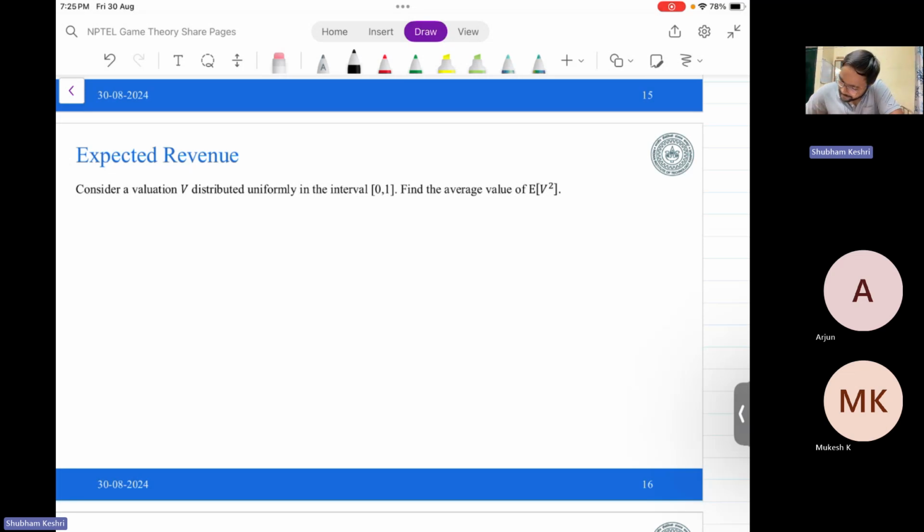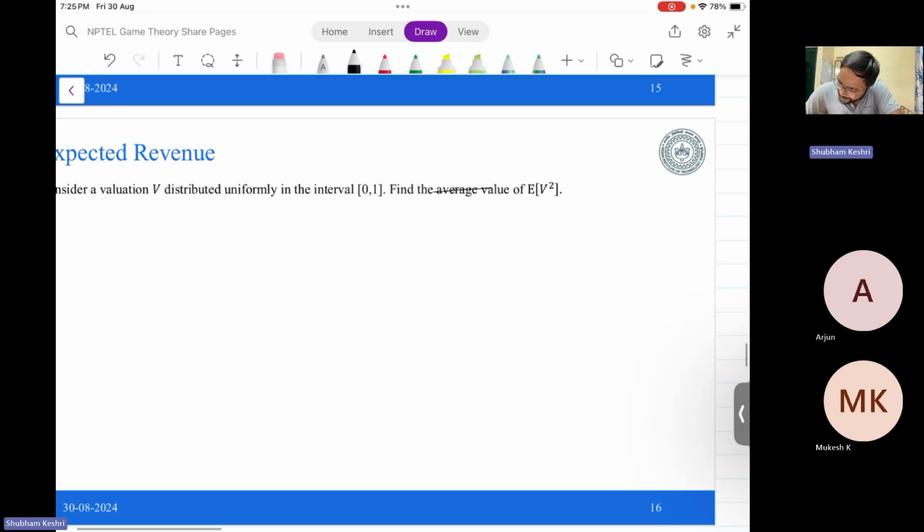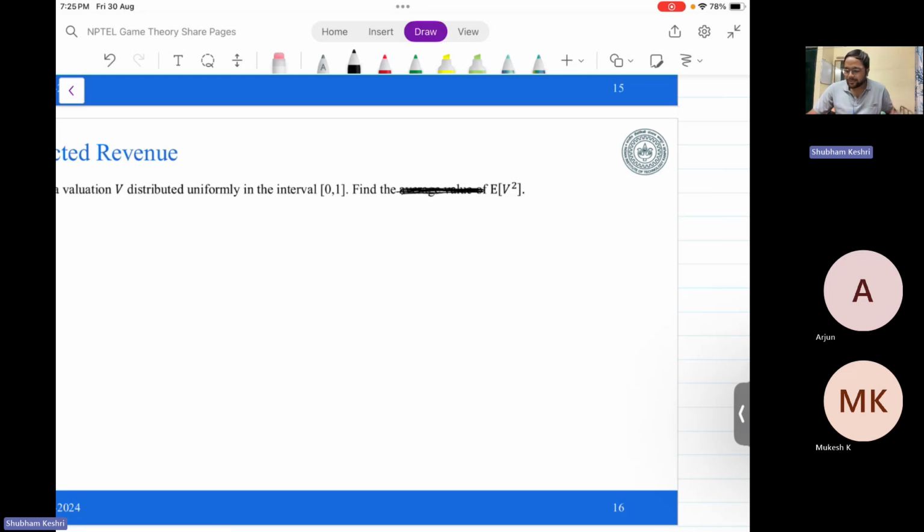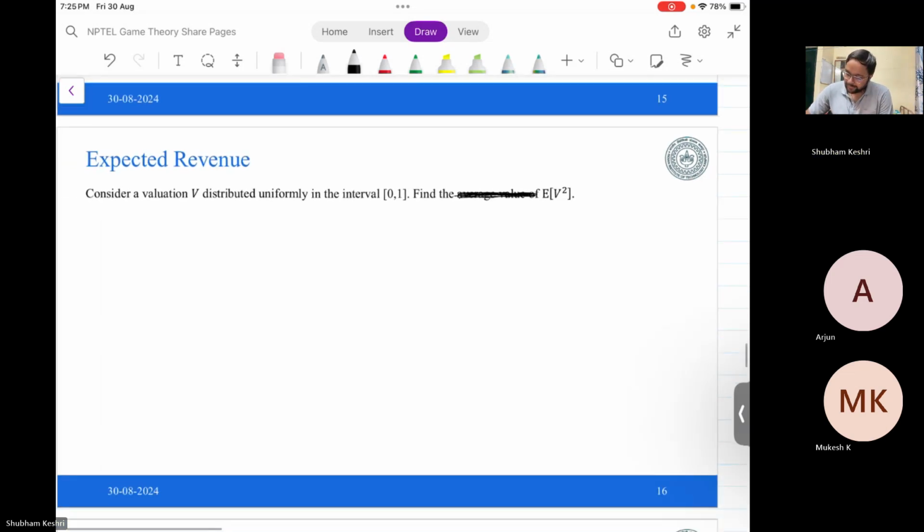By the way, this term I have written incorrectly. It is not the average value of this, it is just the expectation of this. I just corrected it. Expectation is actually the average value. So find the expected value of v square. That is the question. We have discussed this all along. Expected value of a random variable x is what? Could you help me?